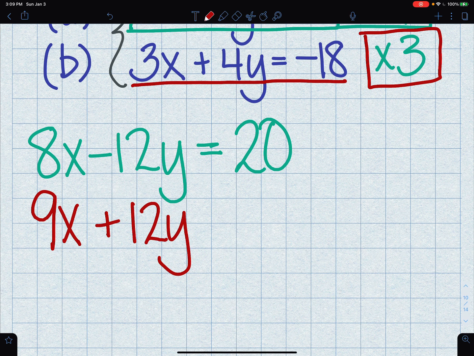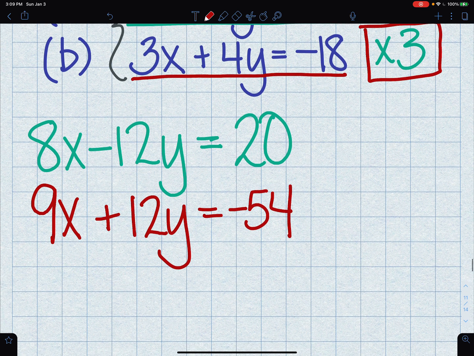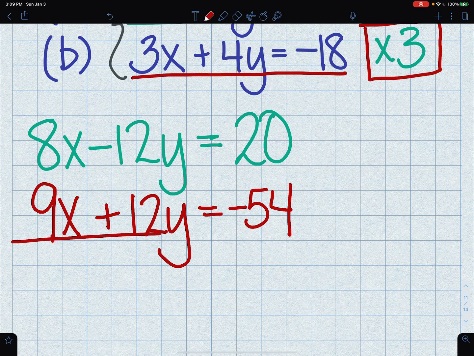Then we're going to do negative 18 times 3, and what is that? It's going to be negative 54. Okay, sweet. Now I've got two equivalent equations, and I can eliminate by adding. So I'm going to add these together.